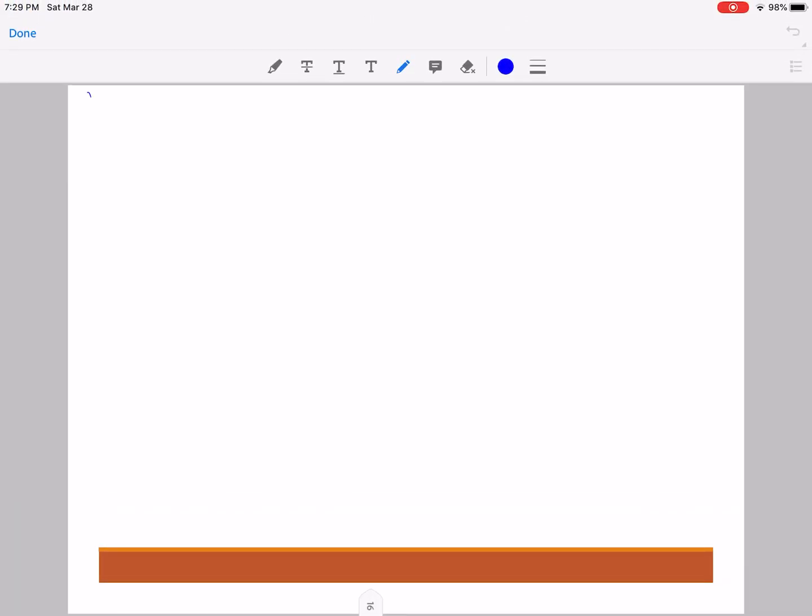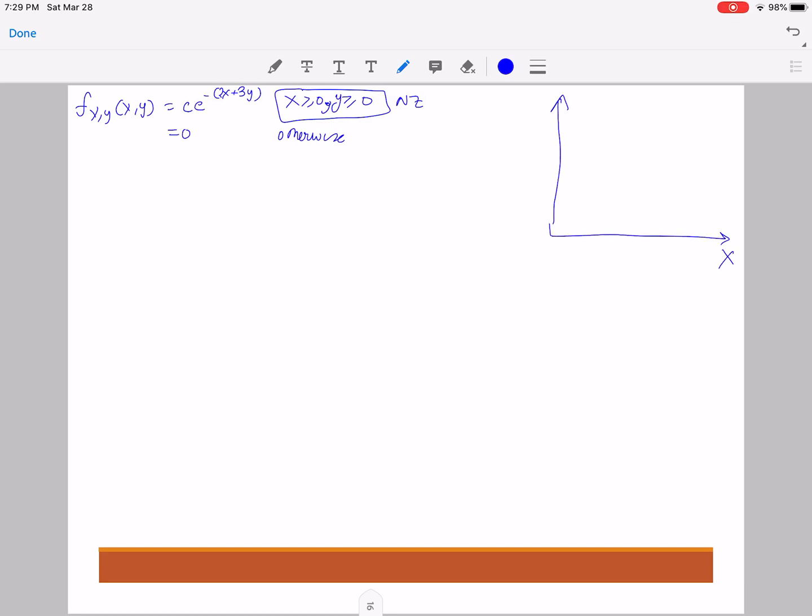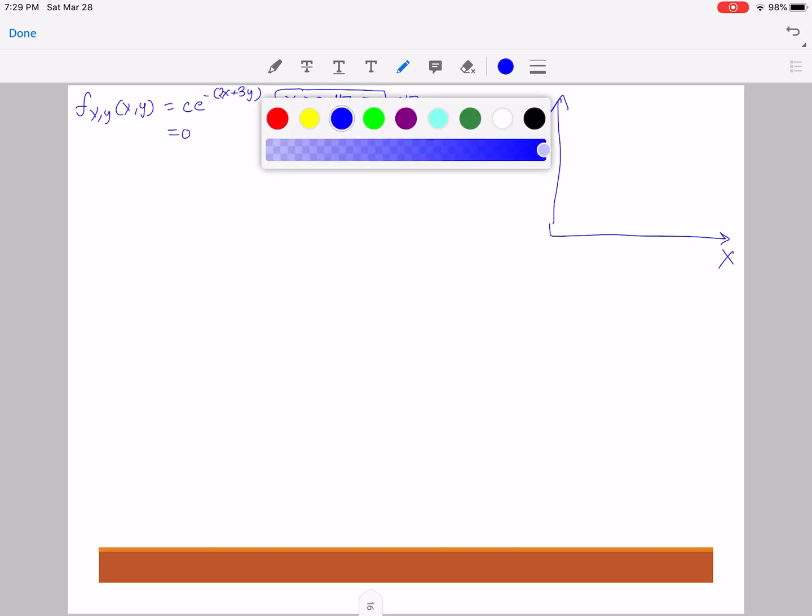Okay, so let's look into finding the value of the constant C. So f of x comma y is given to us as c times e to the negative (2x plus 3y) for x greater than or equal to 0 and y greater than or equal to 0, and it is 0 otherwise. So this region right here is the region of non-zero probability. It will be useful for me to first plot this region of non-zero probability and keep it ready. So let me use a black pen for this.